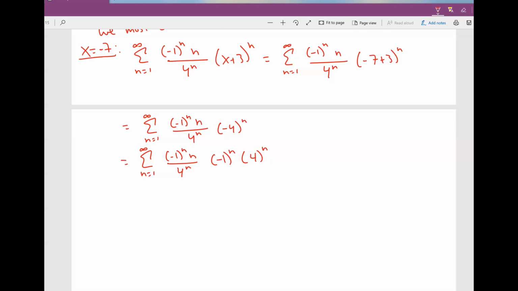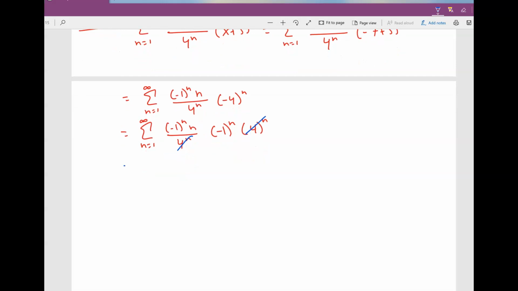And this is really nice because now you can see that the 4 to the n's are going to cancel out. So now all I'm left with is just a sum from n goes from 1 to infinity of negative 1 to the n, negative 1 to the n times n. Well, negative 1 times negative 1 is going to give me positive 1. So that's all I'm left with: the sum from n goes from 1 to infinity of n.